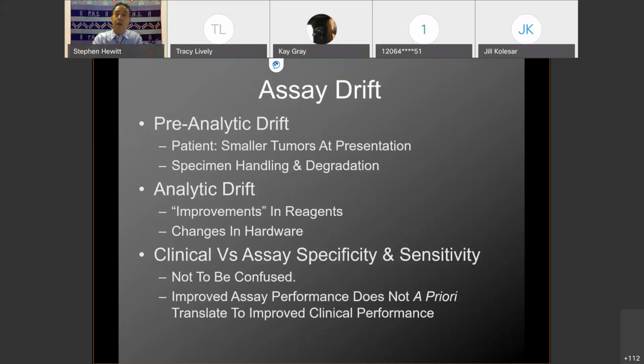Pre-analytic drift is something that can be a real challenge. One challenge element of this has been the smaller tumors at presentation, but also differences in handling and degradation, which are hard to evaluate. Analytic drift, I've already mentioned, includes, quote, improvements in reagents, but changes in hardware also have to be evaluated. A CLIA lab will actually have to validate every new instrument. And then I've already talked about clinical versus assay sensitivity and specificity.